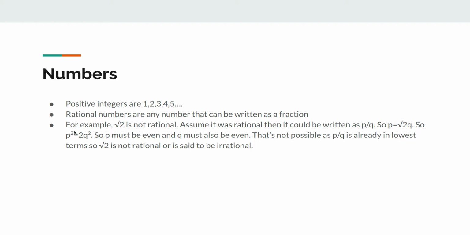And then numbers like root 2, so the square root of 2, are considered not rational because if you assume it was rational, then you could write root 2 as p over q. Then p is equal to root 2 q because you can just cross multiply. Square both sides, you're going to get p squared is equal to 2q squared. So p must be even and q must also be even. That's not possible as p over q is already in lowest terms, because if you have an even on the numerator and an even on the denominator, you can clearly factor out a 2 and cancel it. So root 2 is not rational, or it's said to be irrational. That's the term for not rational numbers.